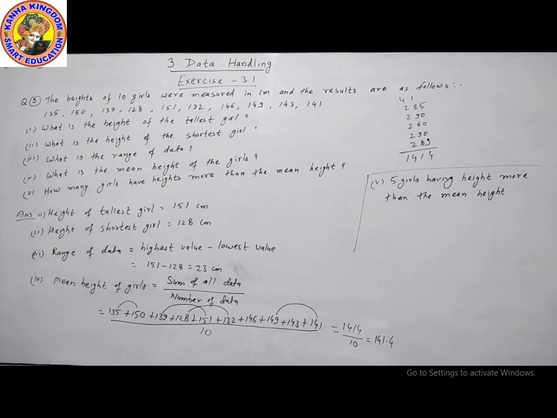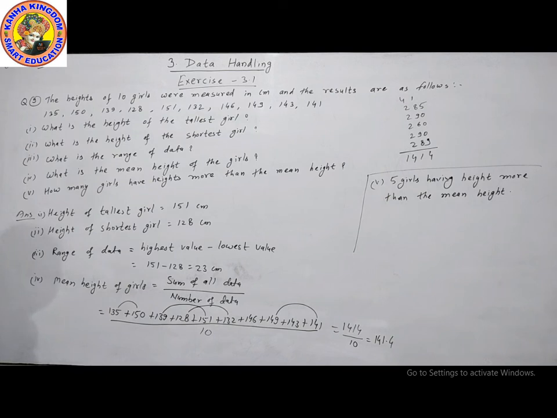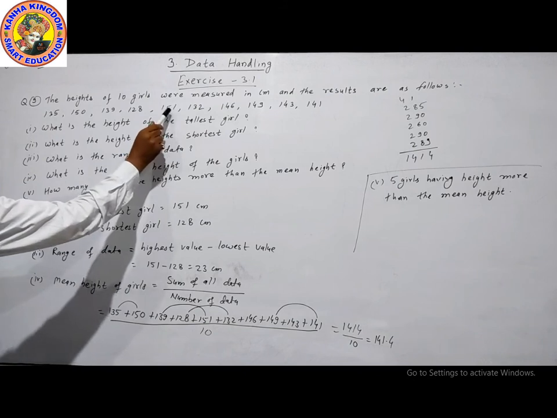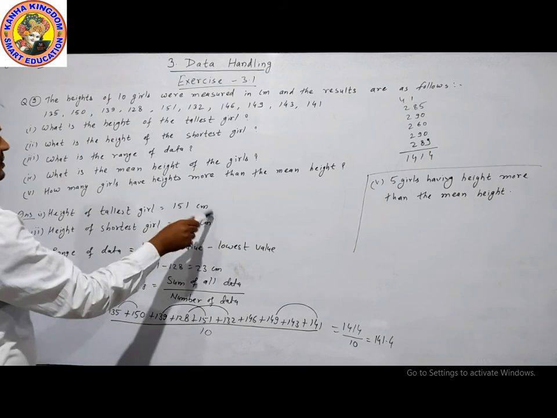Now let's begin from this question. The heights of 10 girls were measured in centimeters. The results are as follows. These are the heights of the girls in centimeters. What is the height of the tallest girl? Tallest girl means the highest value of height. Highest value of height is 151. So the height of the tallest girl is 151 centimeter.